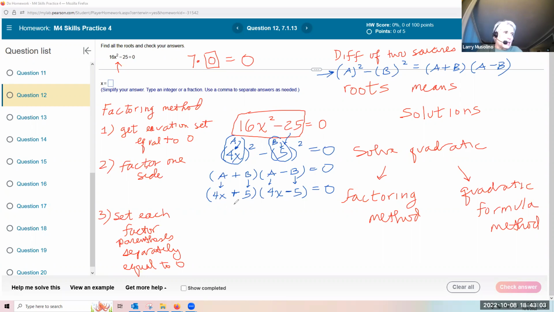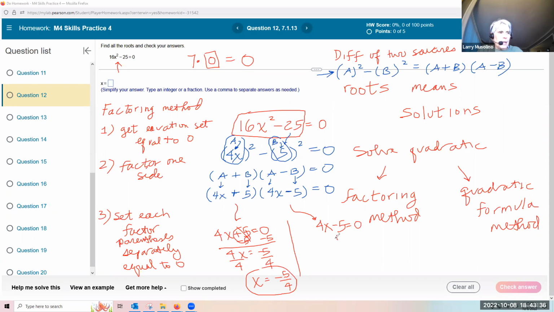So what I do then is I take this parenthesis, set it equal to 0, and separately take this parenthesis, set it equal to 0. So I'm going to end up with two different answers here. Well, let me start off here subtracting 5 from both sides. So that means 4x equals negative 5. Divide both sides by 4. So it looks like I'm ending up that x equals negative 5 over 4. All right, that's one answer, one solution.